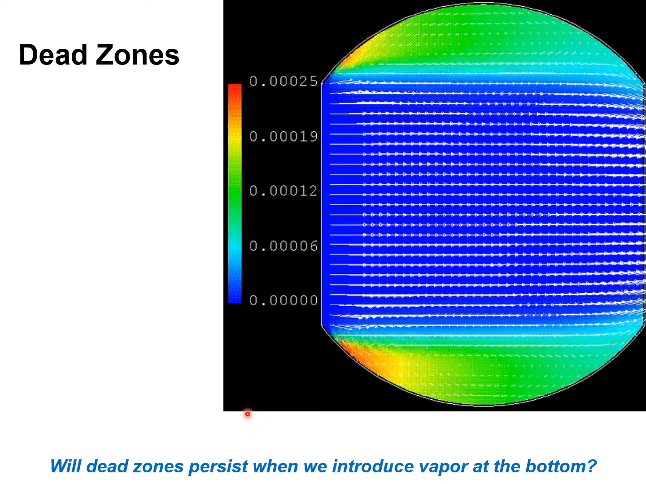This is worrisome for a tray designer if this is true, because this would imply that these circular edges do not partake in exchange with the main portion of the tray. But this situation exists because we have no vapor flow through the tray. So let us ask the next question: will the dead zones persist when we introduce vapor at the bottom?